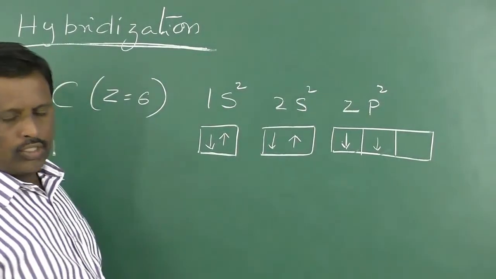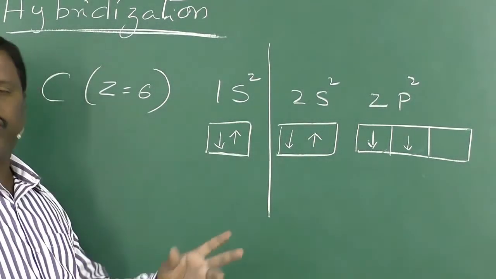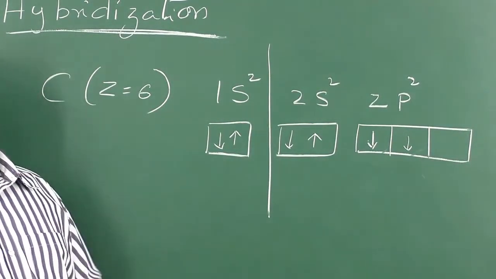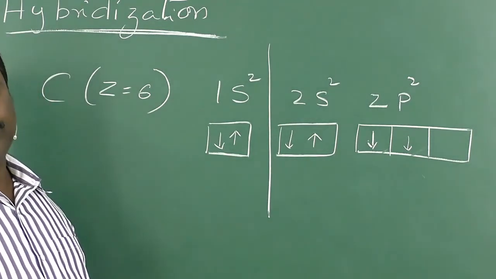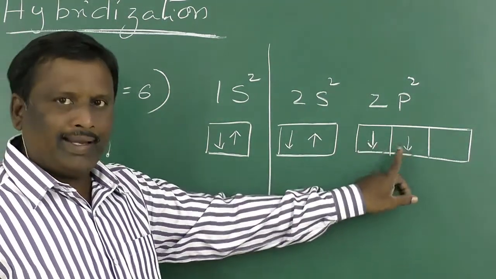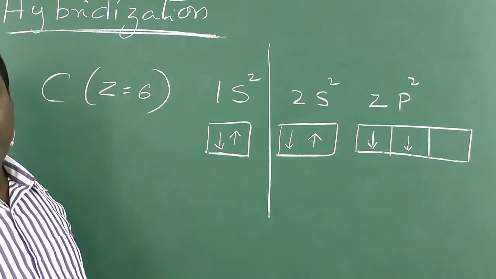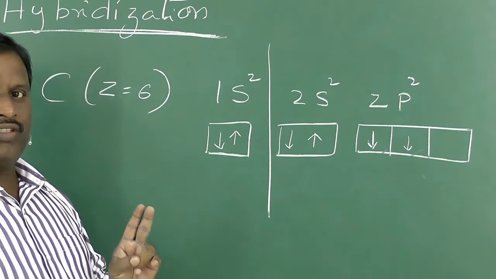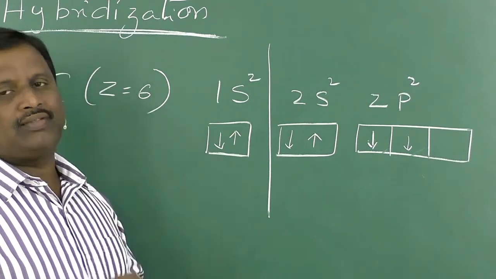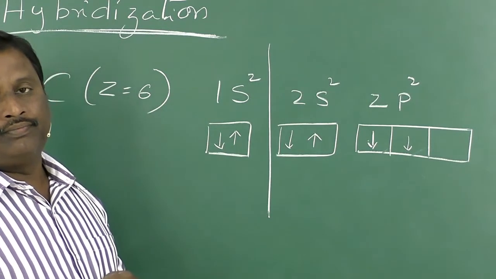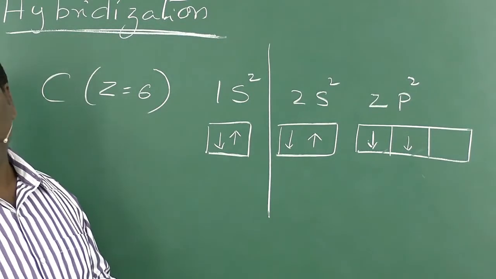Now, according to valency bond theory, in any atom, the valency shell, that is the outermost energy level of an atom, is responsible for forming the covalent bonds, and the number of bonds formed by a compound is equal to the number of unpaired electrons present in its valency shell. According to that, there are 2 electrons in the valency shell of carbon, so it has to form only 2 bonds. But in any compound, carbon is forming 4 covalent bonds.